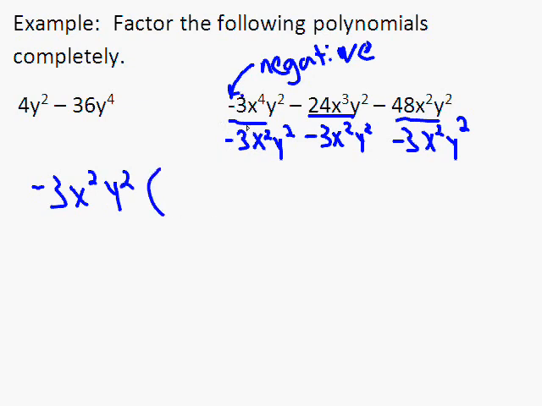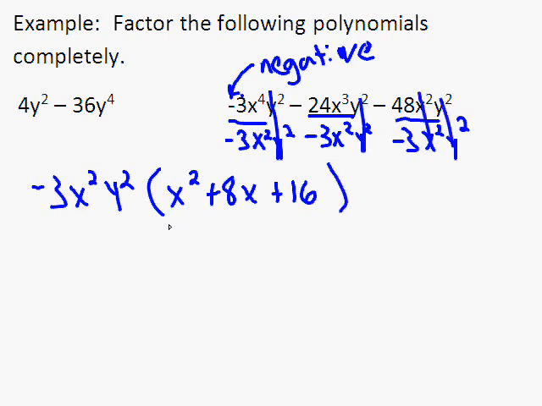Leaving us with negative 3 over negative 3 is 1, which we don't have to write. X to the fourth over x squared is x squared, because 4 minus 2 is 2. Y squared over y squared is 1, so we don't have to write that either. Negative 24 over negative 3 is plus 8. X to the third over x squared is x, and the y squareds cancel. Negative 48 over negative 3 is a positive 16, and the x's cancel, and so do the y's.